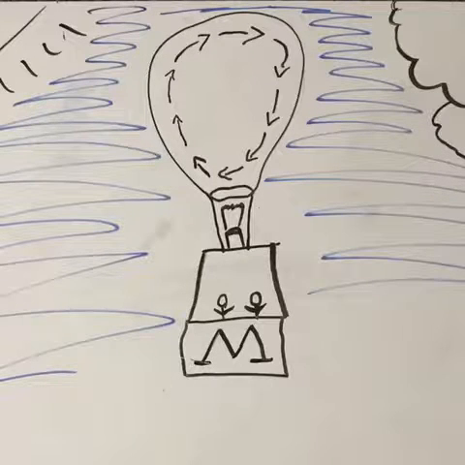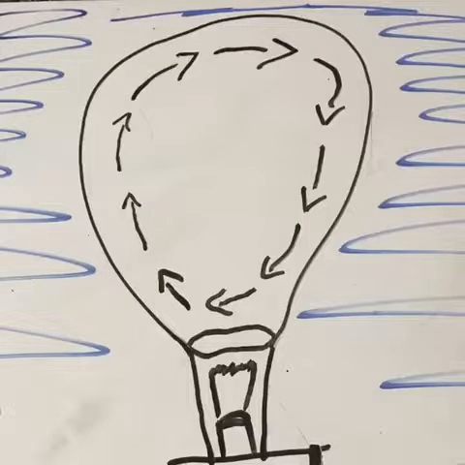Think of a hot air balloon, for example. In the air balloon, a flame heats up at the bottom and rises to the top. Once at the top, the air cools down and sinks just like the convection cycle.